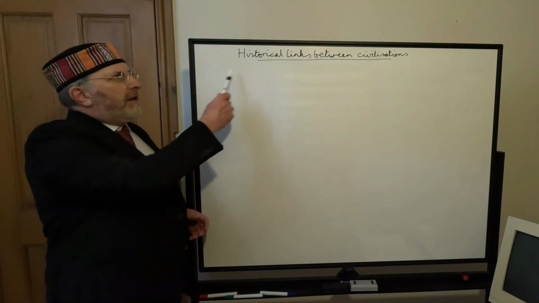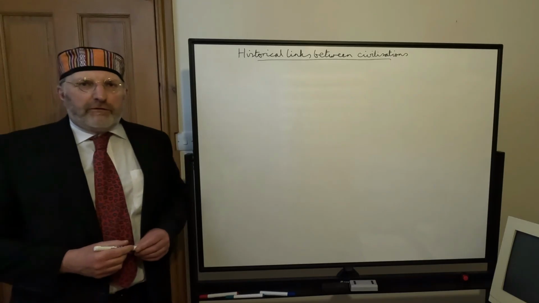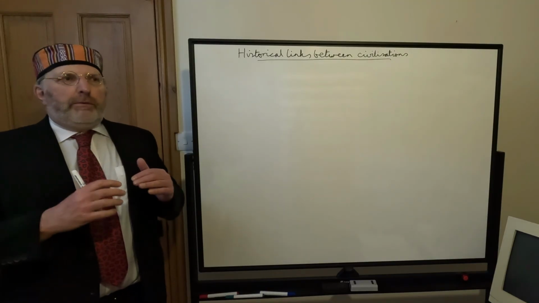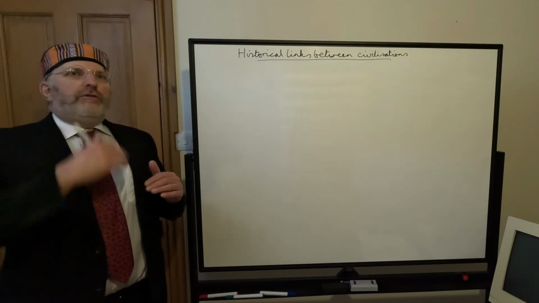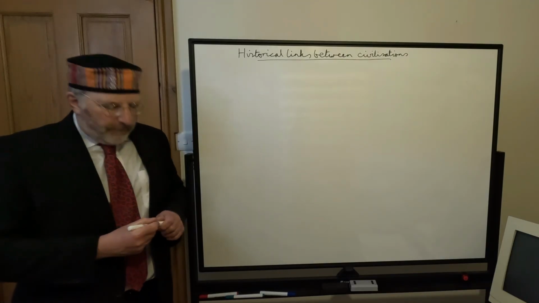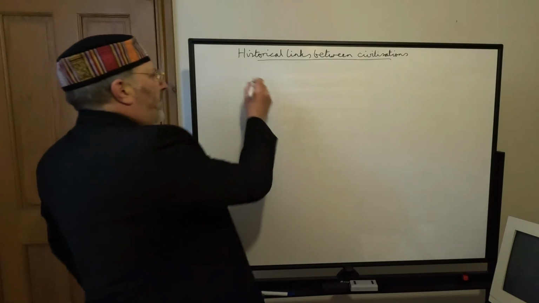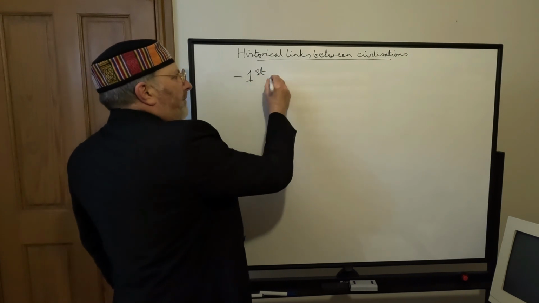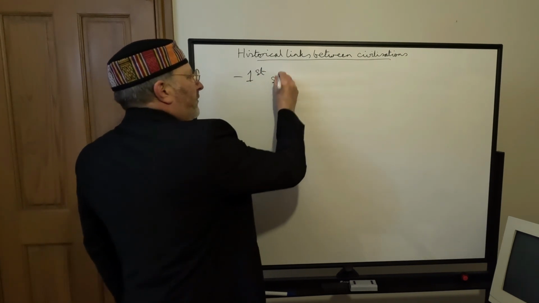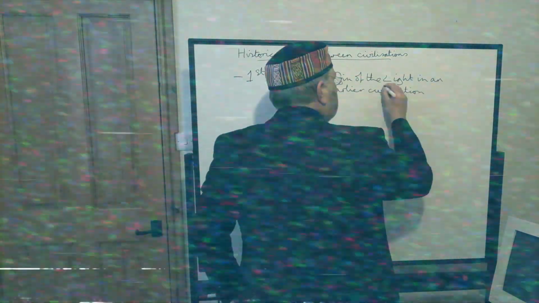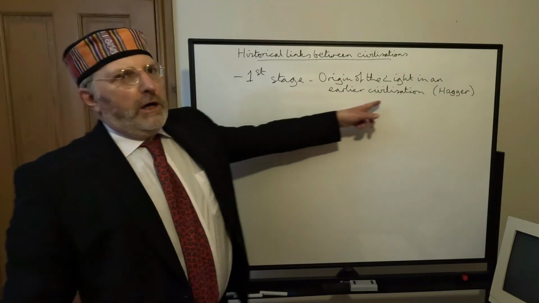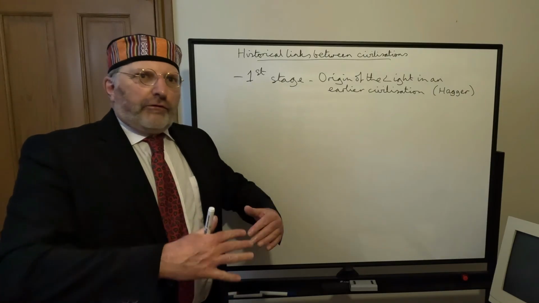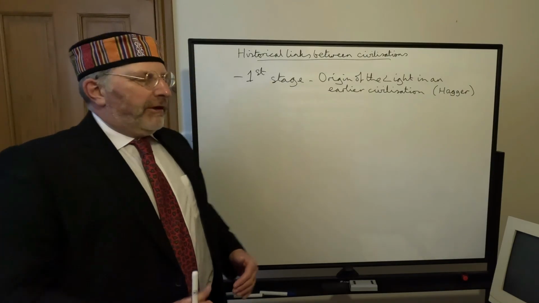We're now going to consider the idea of historical links between civilizations. So the idea that civilizations inherit from each other, for example, that Western civilization is derived from classical civilization. So in Hager's theory of civilizations, the first stage of his 61 stages of civilizations is the origin of the light in an earlier civilization. So that very much expresses the idea that each civilization gets its start from an earlier civilization.